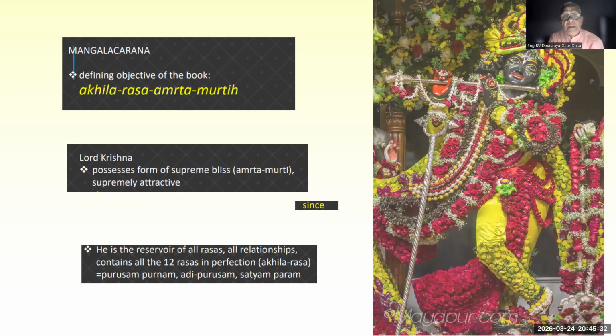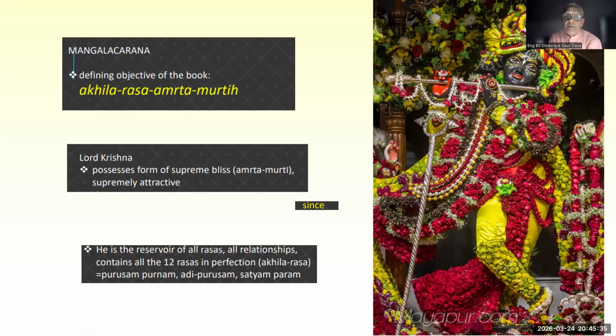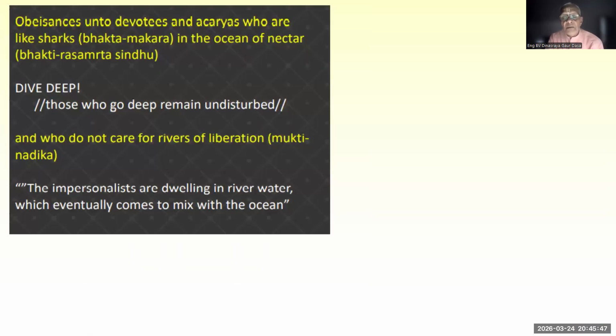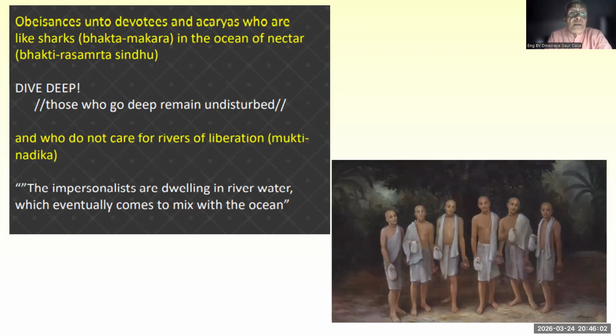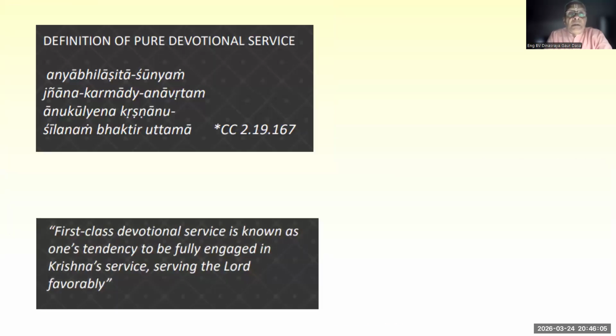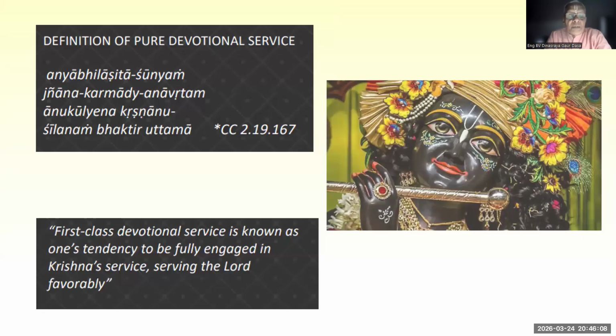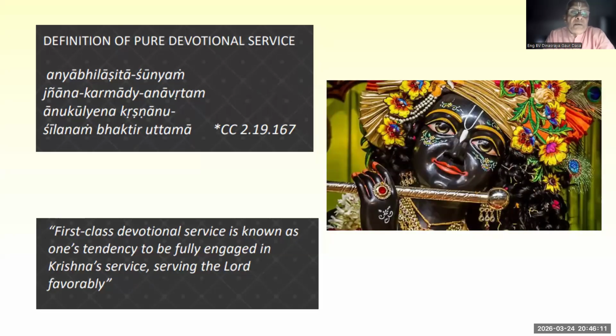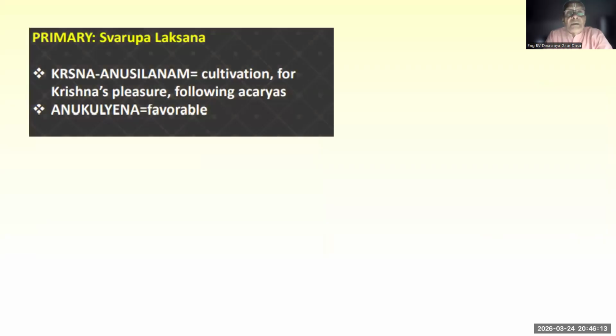We talked about Anya Abhilashita Shunyam, Gyan Karmadi Anavrutam, Anukulyena Krishnanushilanam Bhaktir Uttamam. That is what we discussed. Krishna is the embodiment of all 12 rasas, 5 primary rasas and 7 secondary rasas. And we talked about Lord Rama, that only 2 primary rasas were missing in him, but he is Akhil Rasamrit Murti, the embodiment of all the rasas. The definition of pure devotional service we have already discussed. Anushilanam Bhaktir Uttamam. We have to cultivate that kind of bhakti.